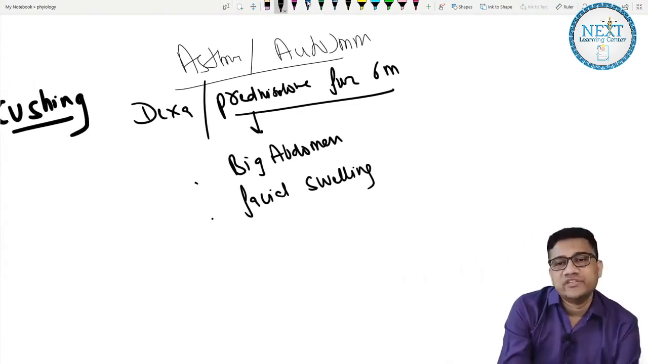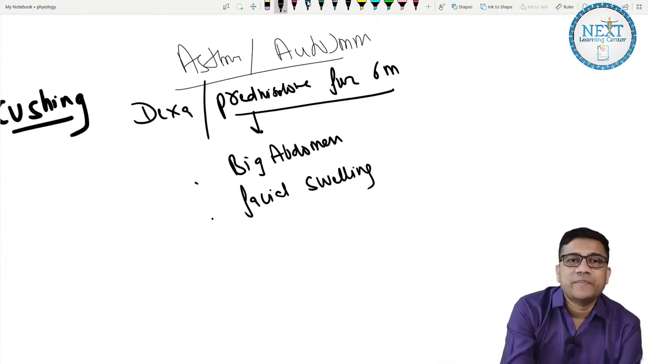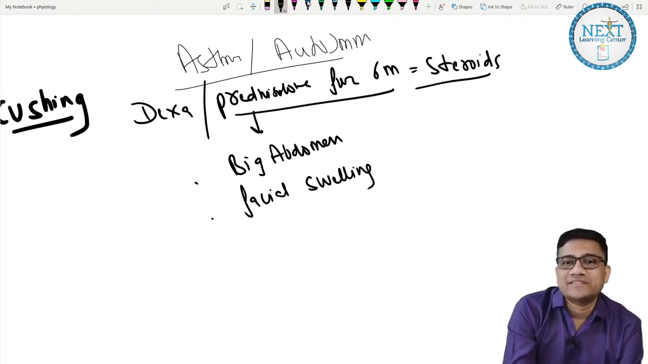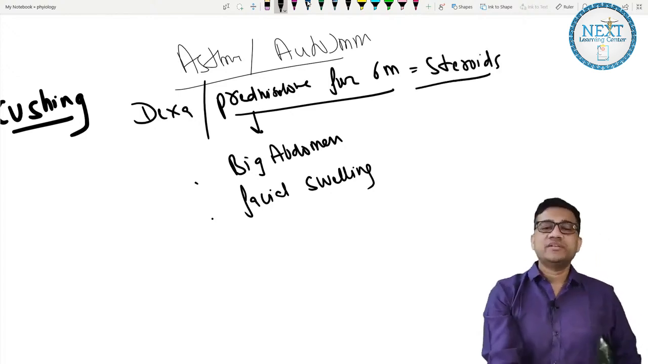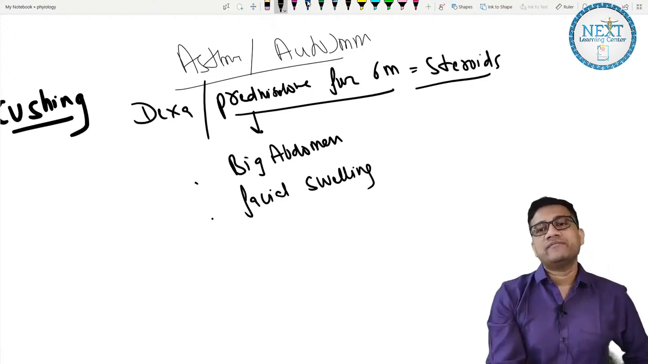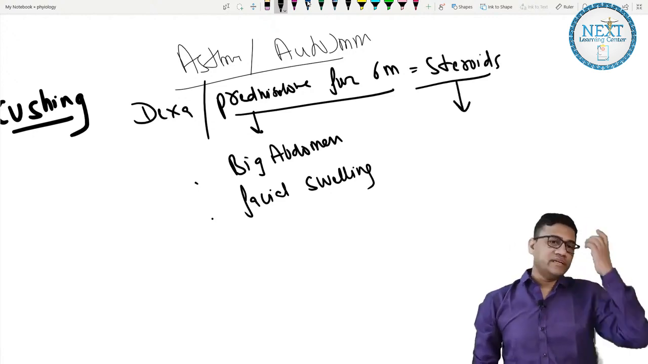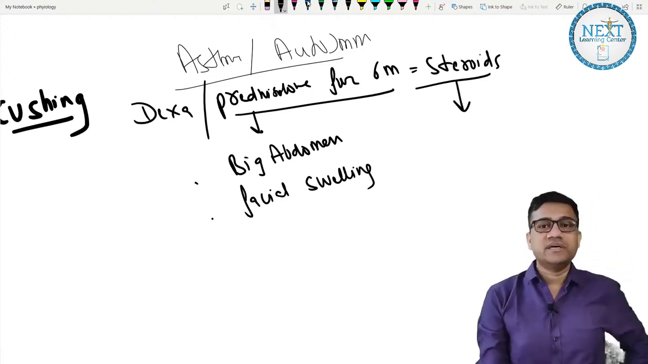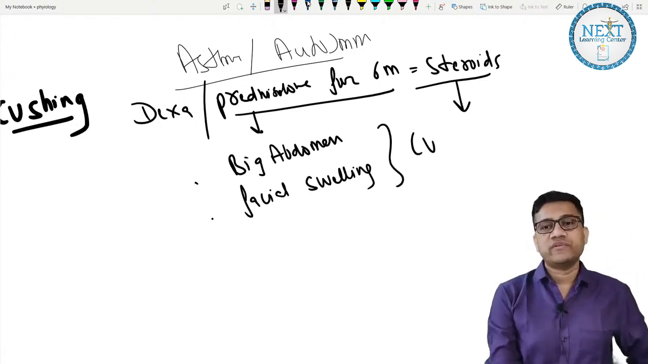So if they give these features, then what are we suspecting? So he is being given what? Steroids. So this is not because of asthma, he is having a big abdomen. The steroids are causing it. So that will be causing these conditions. Are you clear? So that is Cushing syndrome. So these two confirm the Cushing's.